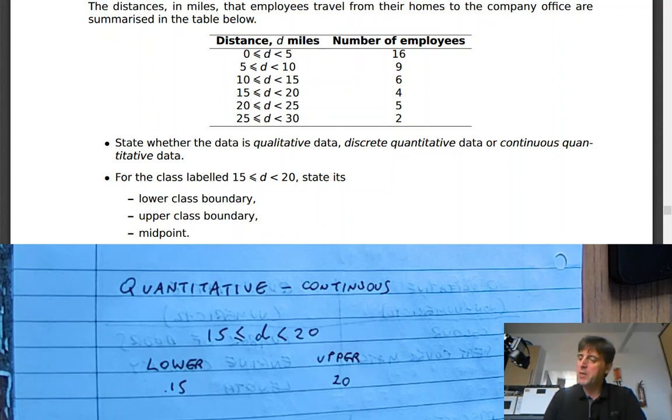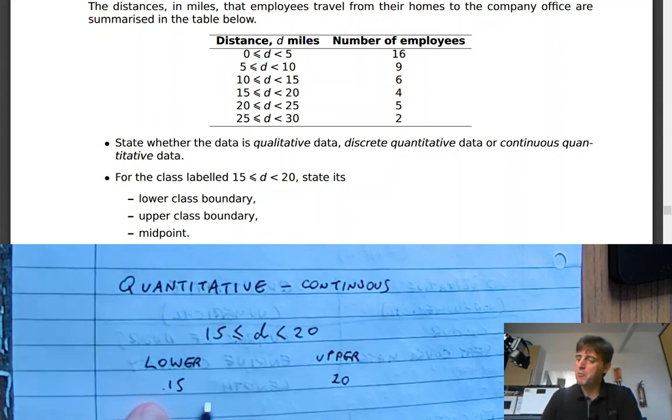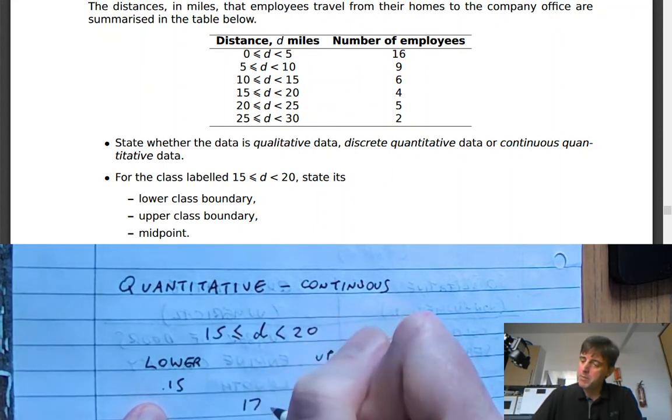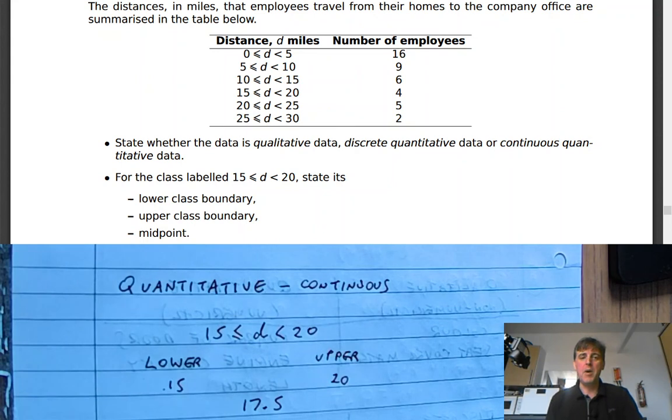And then finally the midpoint. Well, the midpoint is the average of these two class boundaries. You should have worked that out to be 17.5 miles there.